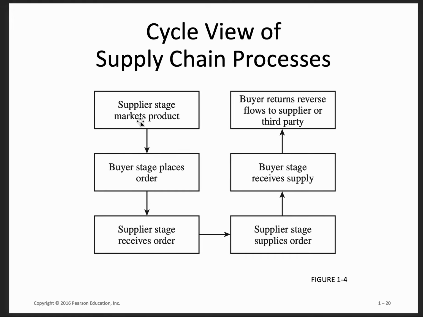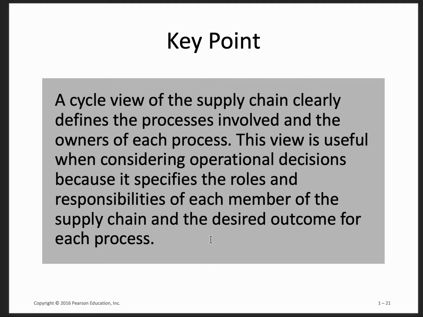The supplier stage markets the product, the buyer stage places the order, the supplier stage receives the order, the supplier stage supplies the order, the buyer stage receives the supply, and the buyer returns reverse flows to a third party. So this is the simple thing that happens within that chain. The cycle view of supply chain clearly defines the processes involved and the owners of each process. And that's the key point here, that you define these processes and you have individual owners for these processes. So this is almost like you are segregating companies within a supply chain and saying, okay, you are responsible for this piece of the supply chain and you are responsible for that piece, and so on.